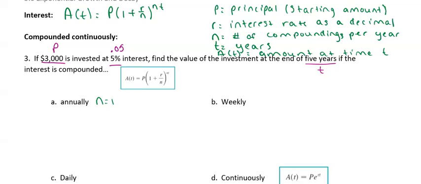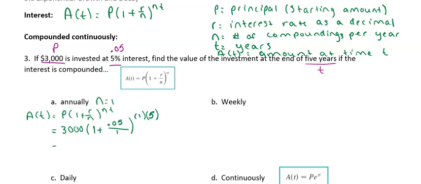Let's start with our original equation. So our A of t, our amount at time t, is equal to the principal times 1 plus R over N raised to the nt. Now let's put in what we know. So we're still trying to find this amount at time t, so we're still going to have our A of t. Our principal is 3,000. Then the 1 is always the 1. So 1 plus our rate, 0.05, over N. Well, in this case, N is 1, raised to the 1 times our time, which in this case is 5.